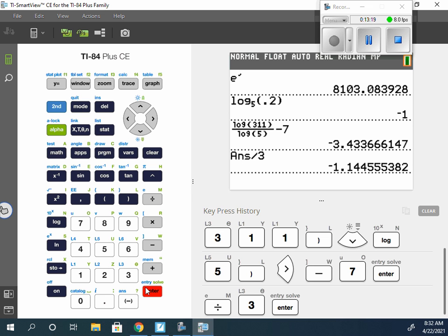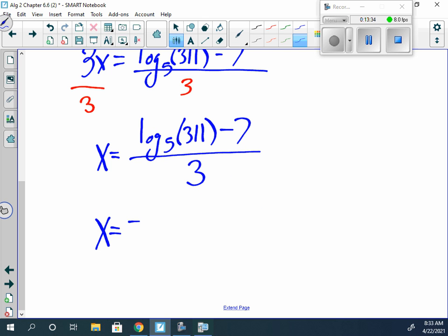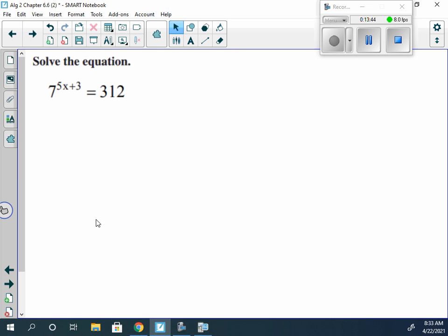Any questions on any of this here? So negative 1.145 is our answer rounded to 3 decimal places. Any questions on any of this here so far?